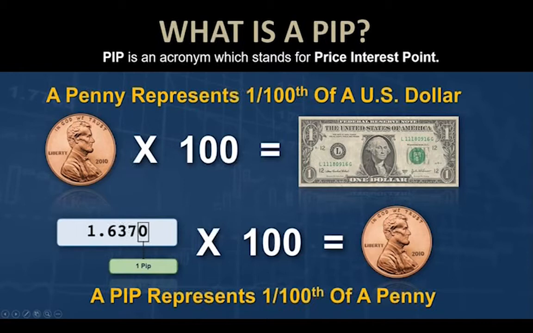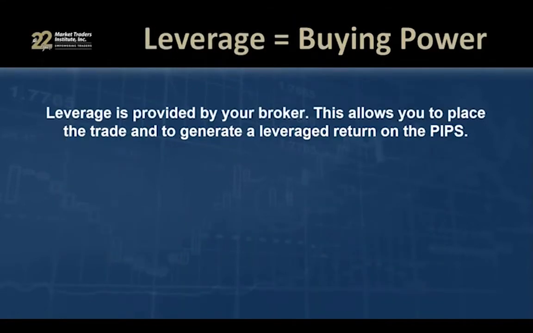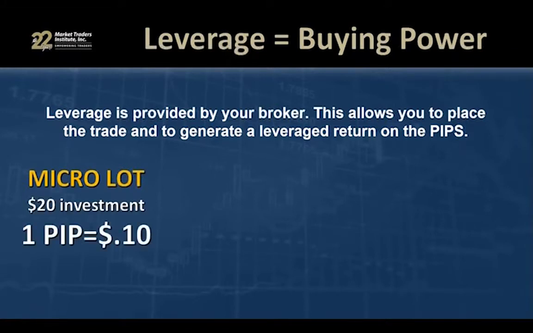Now, how much are these pips going to be worth? This is going to be determined by how much you invest into your trading account and what are called lot sizes. Now, we utilize leverage in the Forex market. This leverage is going to be provided by your broker, and it's going to allow you to place the trades and to generate a leveraged return on the pip. So let me just quickly explain the 3 major lot sizes. You can start off trading what's called a micro lot. A micro lot is about a $20 investment per trade. Your broker is going to borrow this investment size. It's going to allow you to place the trade and to generate the pips.